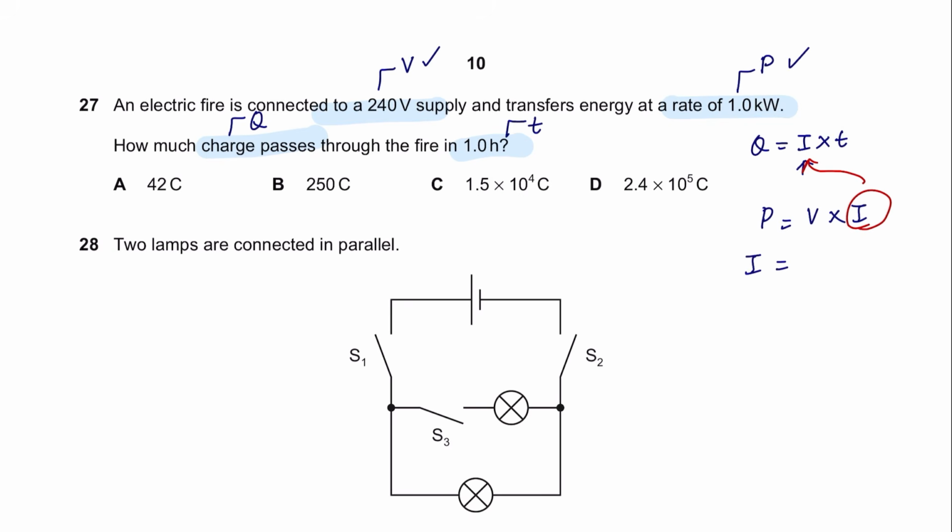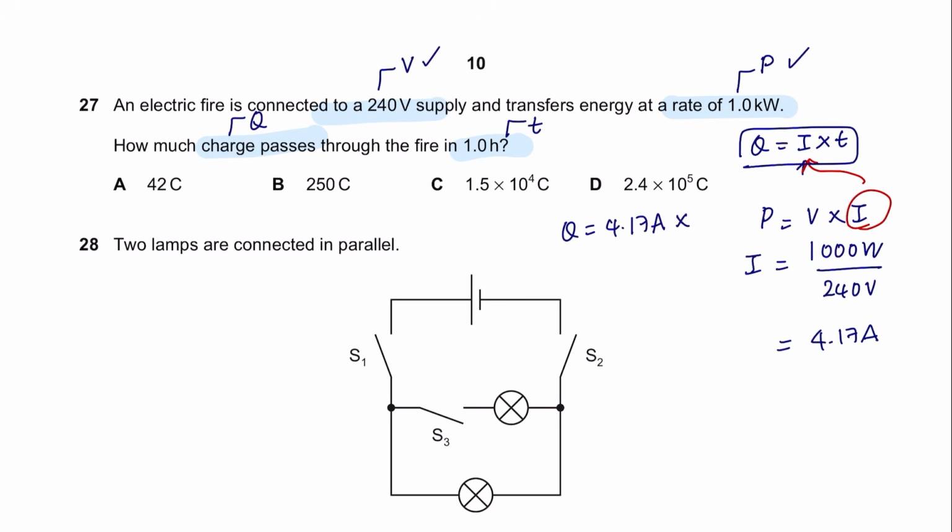So the current is power divided by voltage, which is 240, giving us 4.17 amperes. So now I can substitute it into this formula, 4.17 amperes times time. That has to be converted into seconds. So 1 hour is 3,600 seconds, giving me 15,000 coulombs. So your answer would be C.